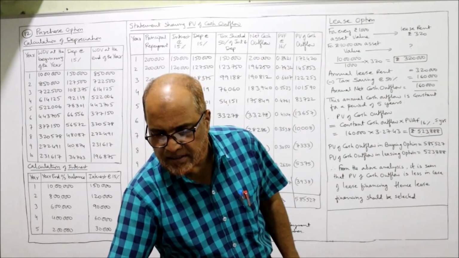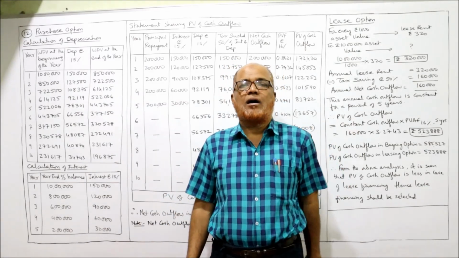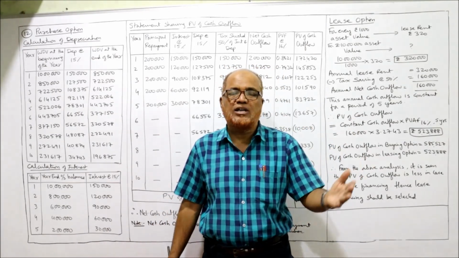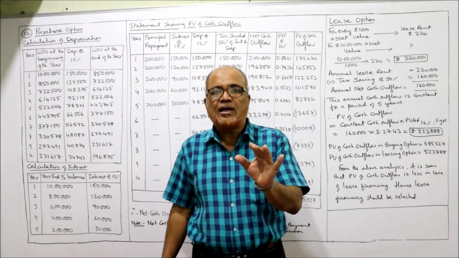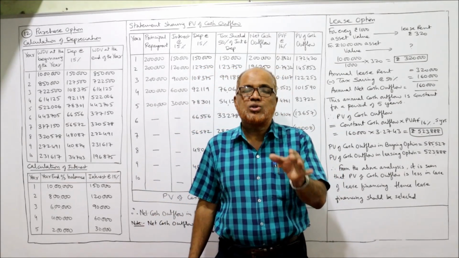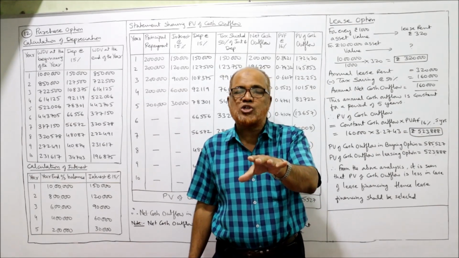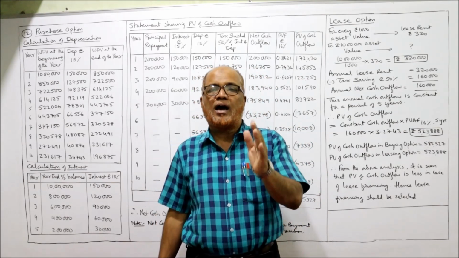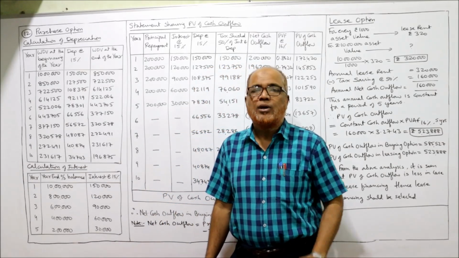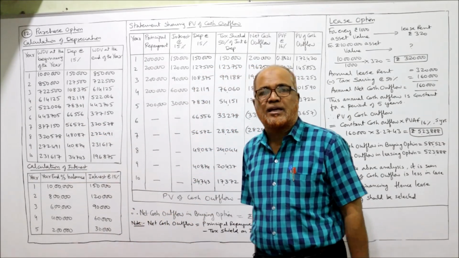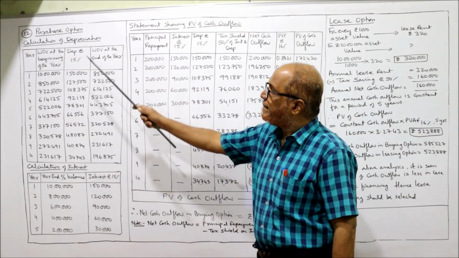Now we have to evaluate and tell the company whether the buying option is better or the leasing option is better. There are no cash inflows given, only cash outflows. So we have to find out the PV of cash outflow in case of the buying option and the PV of cash outflow in case of the leasing option. First I am going to evaluate the cash outflow on the buying option.